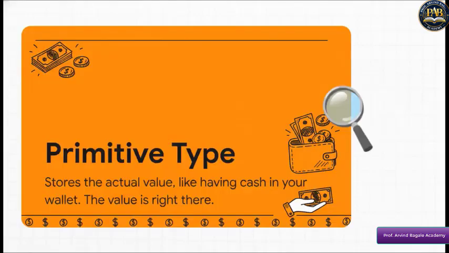Simple, right? First up, we've got what are called primitive types. This is the cash. If you have a variable that's a primitive type, it holds the actual value directly. It's simple, it's fast, and there's no confusion about it. If the variable says it has 20, it has exactly 20 right there. The value is right there with you.